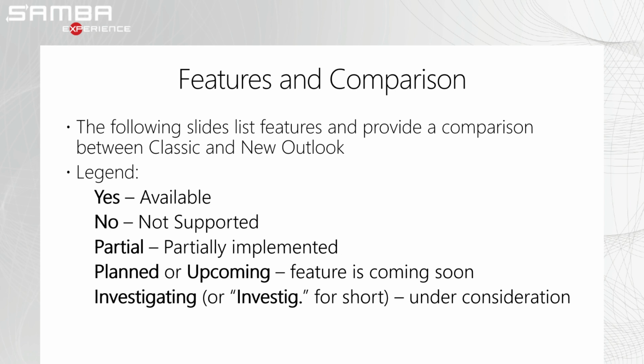Here's a legend that you will use when you see the tables below. Yes means the feature is available, no means the feature is not supported. Partial means partially implemented. There are differences. Planned or upcoming means that the feature is coming soon. It is in the development pipeline and usually listed on the roadmap. I will talk more about the roadmap later. Finally, investigating means that the feature is under consideration. It is not decided that this feature is going to be supported.